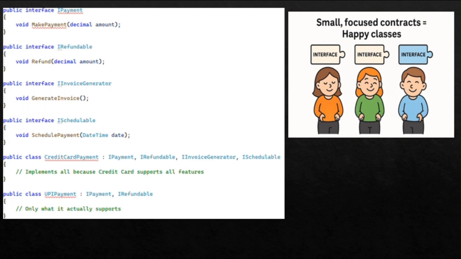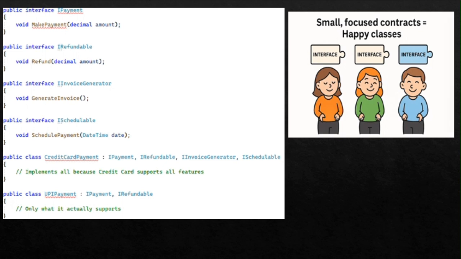Credit card supports all the interface methods, so it can implement all the interfaces. But UPI supports only two interfaces: IPayment and IRefundable. It does not support generate invoice and ISchedulable, so we are not implementing them. So as you can see, no unnecessary methods, no broken implementation. Each class stays clean, focused, and happy.